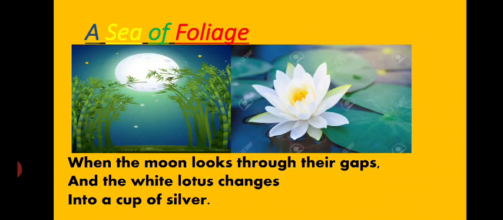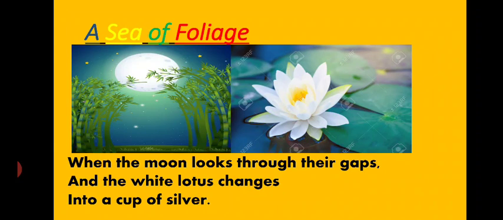As I have already told you before, there is a pool in her garden. The white lotus also blooms there. When the moonlight falls on this white lotus, it appears like a cup of silver. The light of the moon and the light reflected through the cup of silver make her garden look very beautiful even at night.